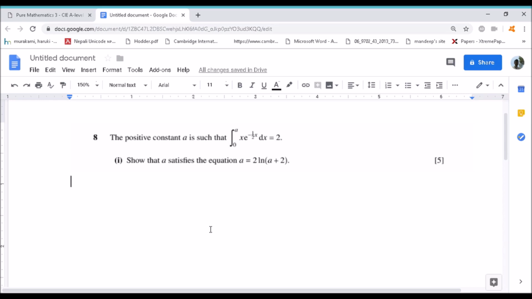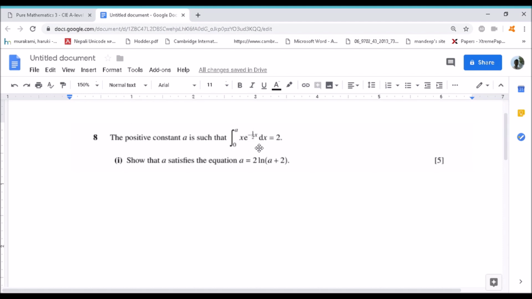Question number 8. The positive constant a is such that the integral from 0 to a of x e^(-1/2 x) dx equals 2. So that a satisfies the equation a = 2 ln(a + 2). We have been given the range to use. So we have to integrate this expression first.